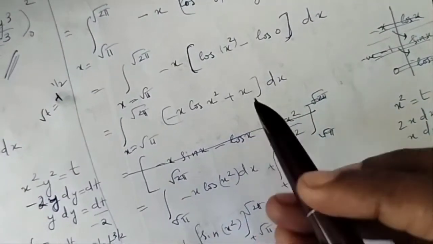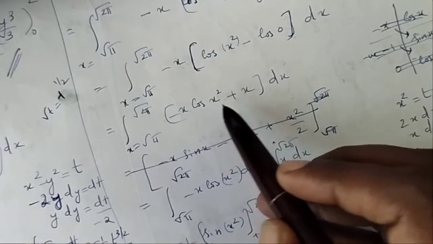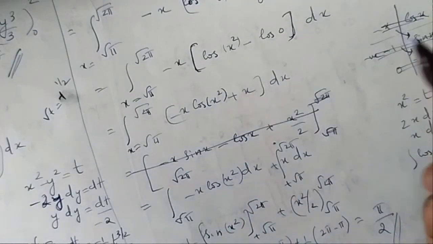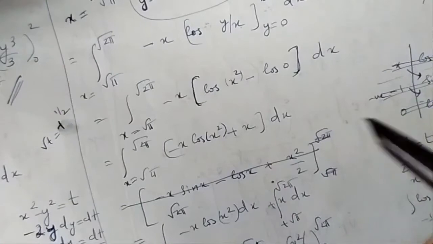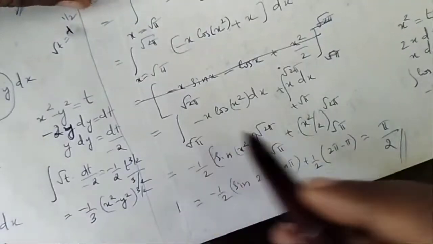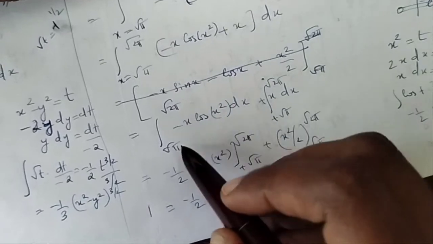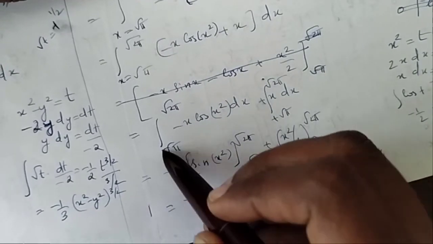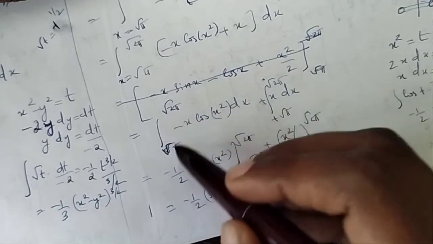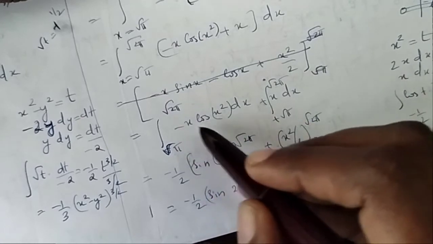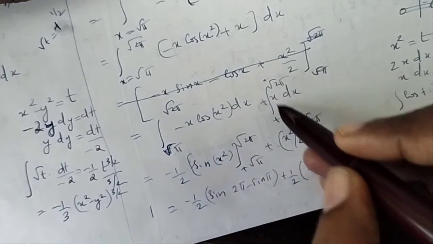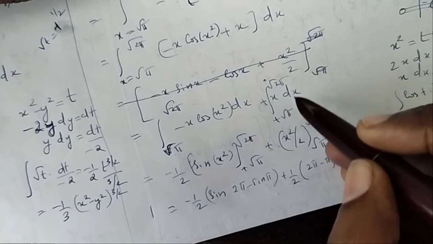Okay. Then how will you integrate this? X into cos x square, cos of x square. For that also, before that we are splitting the integrals, writing as a sum of integrals. So the integral from root pi to root of 2 pi of minus x cos of x square dx, plus again the integral from root pi to root of 2 pi of x dx.